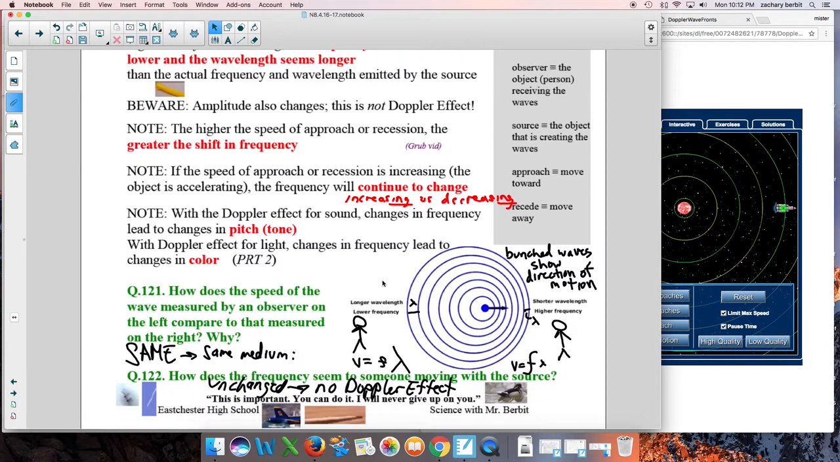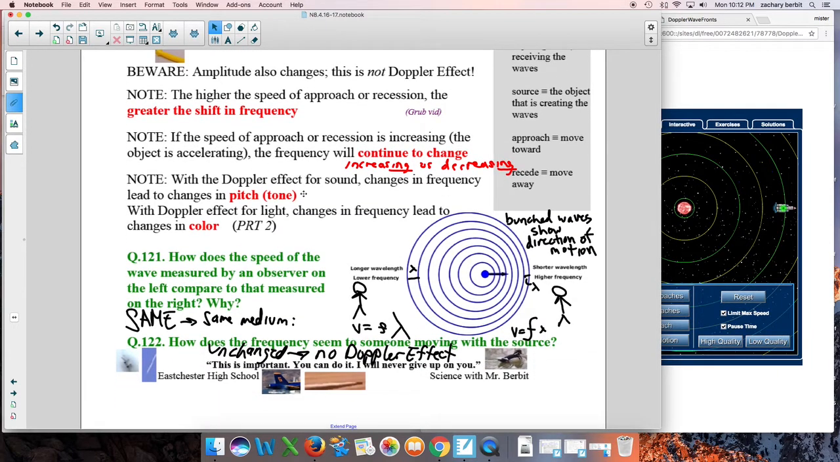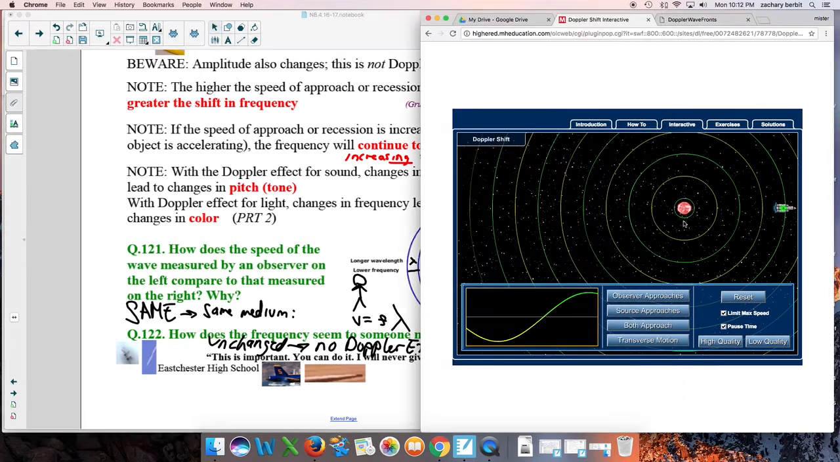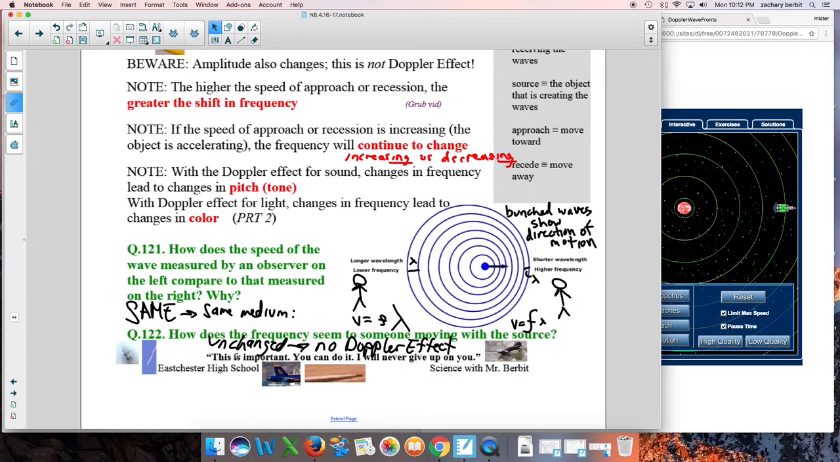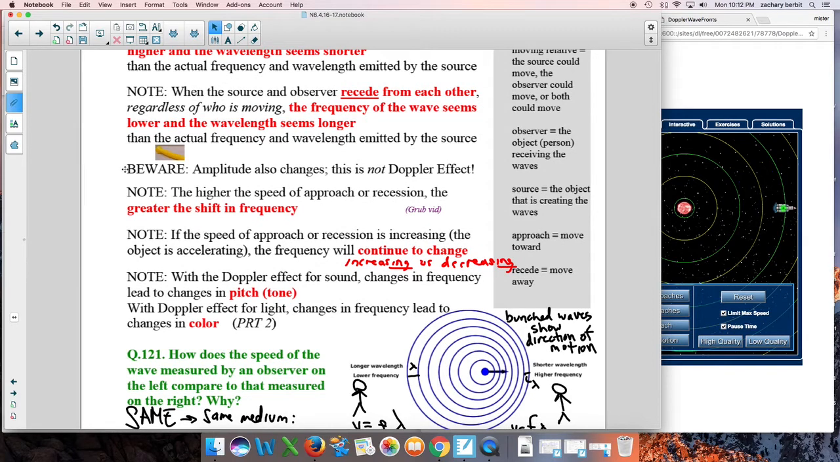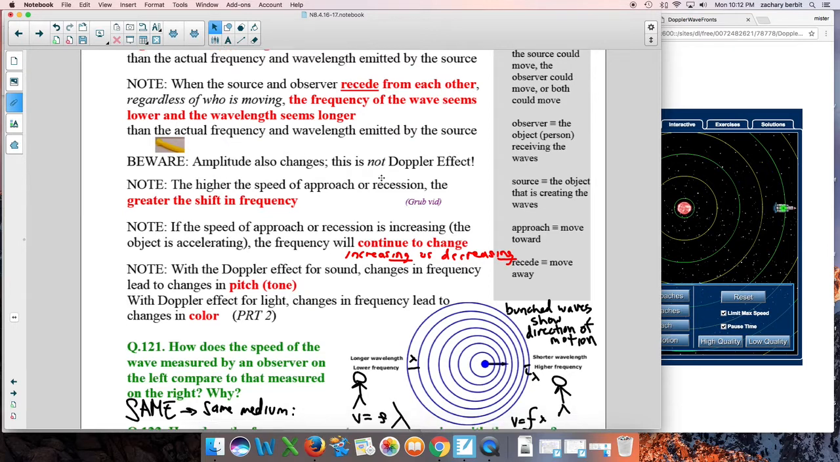So anyway, we went through a few possibilities here. You did a little homework on this last night, and one of the periods, question 122, period 4, how does the frequency seem to someone with the source? Well, if you're with the source, there's no relative motion. If you're driving the fire truck, if you're somehow on this star, then it's unchanged. There's no Doppler effect noticed there. Alright, the other thing we said was, right here, the amplitude also changes. So as things approach, they get louder. As they recede, they get quieter, or brighter and dimmer, except this is not the Doppler effect.